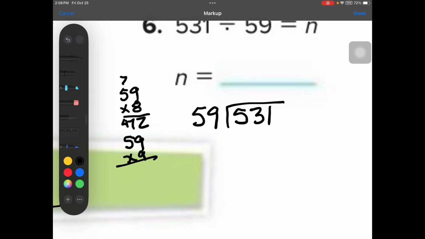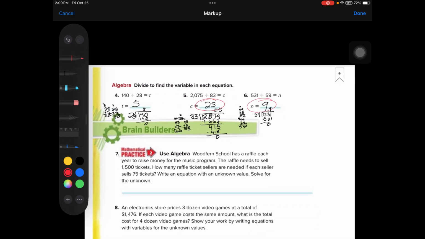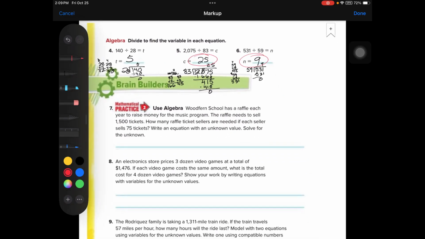9 times 9 is 81. 9 times 5 is 45. 46, 47, 48, 49, 50, 51, 52, 53. Ooh, I like that one. 531. 0. So my answer is 9. That's what 4, 5, and 6 should look like. Now remember, I need to see your work or you will have to do this video twice. All right, let's do number 7, folks.